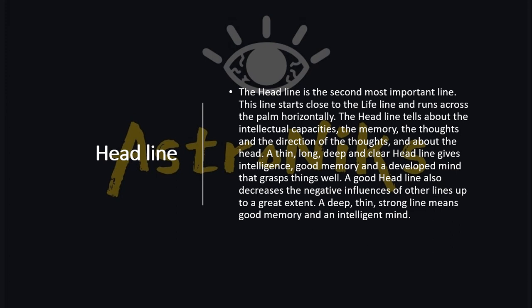The headline tells about the intellectual capacities, the memory, the thoughts and the direction of the thoughts, and about the head also. A long, deep and clear headline gives intelligence, good memory and a developed mind, and also how well the person can grasp. A good headline also decreases the negative influence of the other lines. A deep, strong line means good memory and an intelligent mind. Okay.